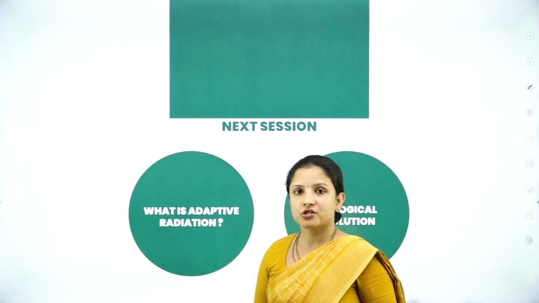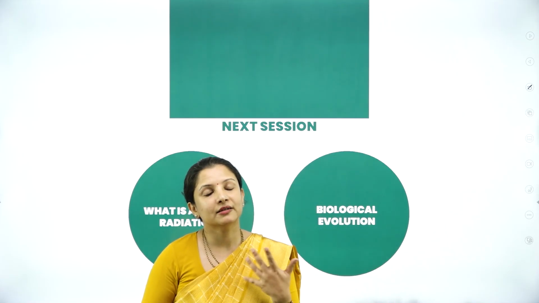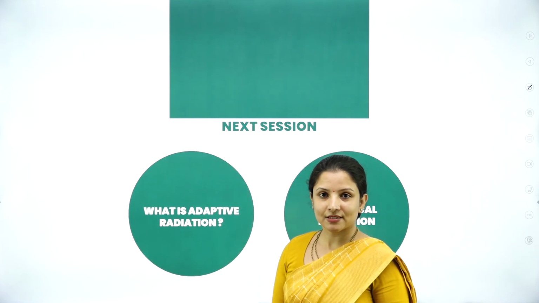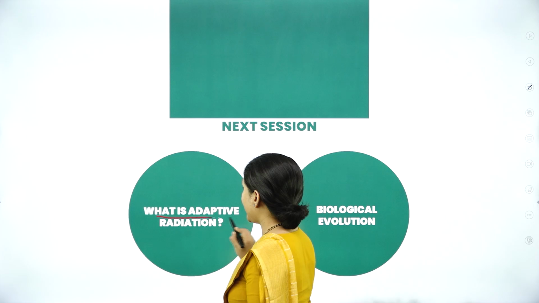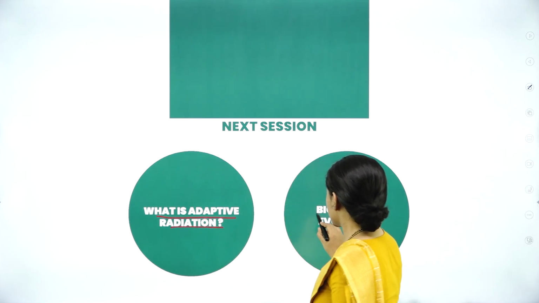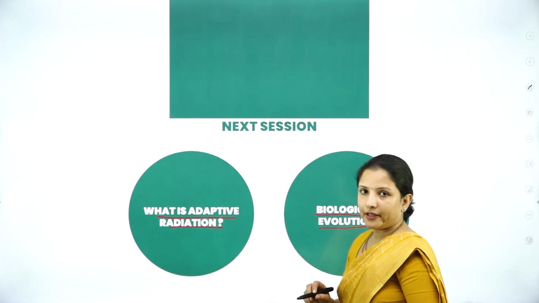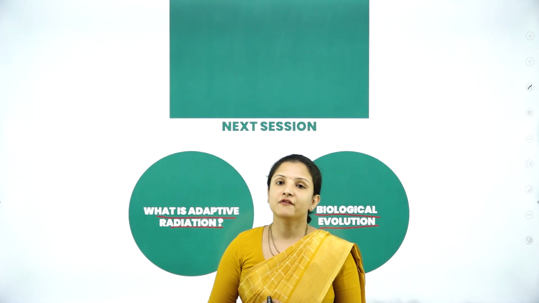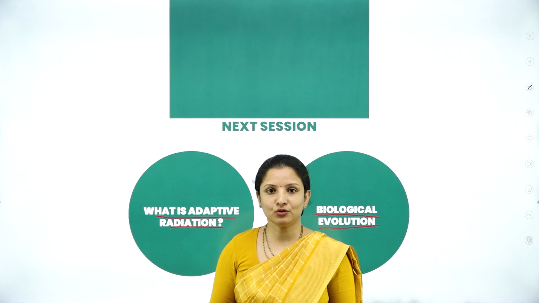So with this, the session comes to an end. We learned the different evidences that prove the theory of evolution. In the next coming session, we shall learn about adaptive radiation and biological evolution, taking some examples. I hope you understood this session well. We shall meet again in the coming session with these two topics.